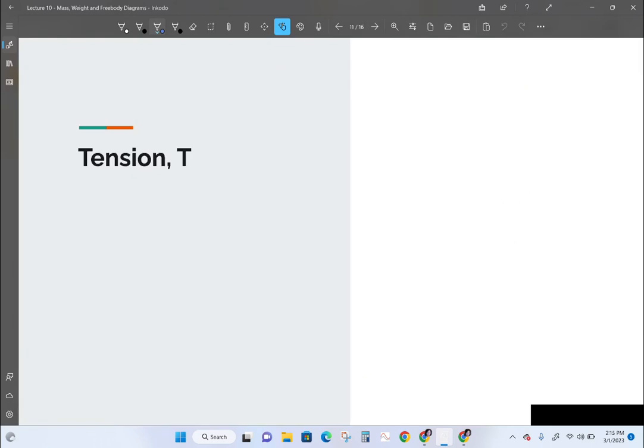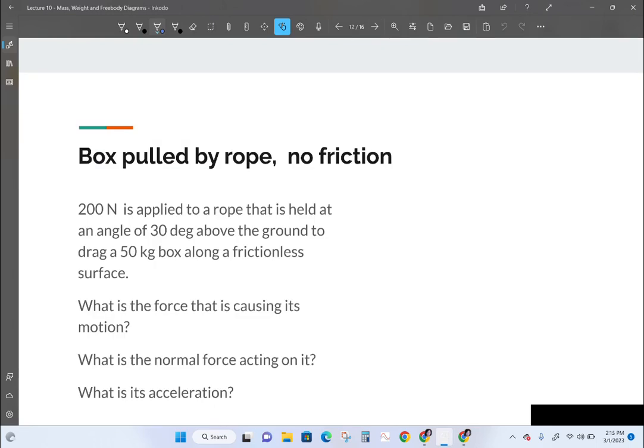All right. Let's talk about tension. I've mentioned the word tension when I talked about pulling a rope. Our symbol for tension is T, and any time we have a rope, that's the force that's in the rope, the pulling force of the rope. So let's talk about a box being pulled by a rope. And we want to talk about what force is causing its motion and the normal force acting on it and its acceleration. So it's once again on a table.